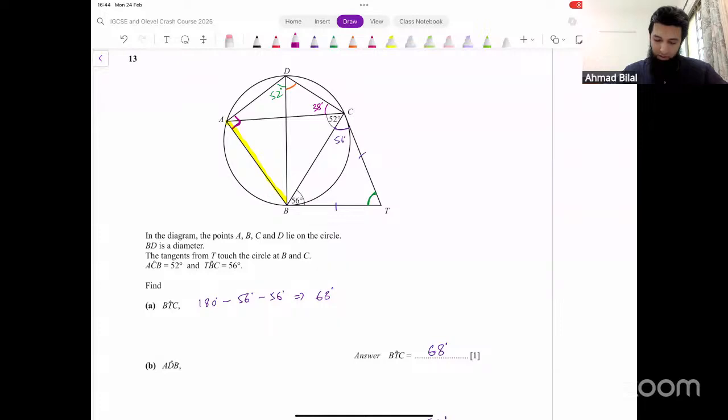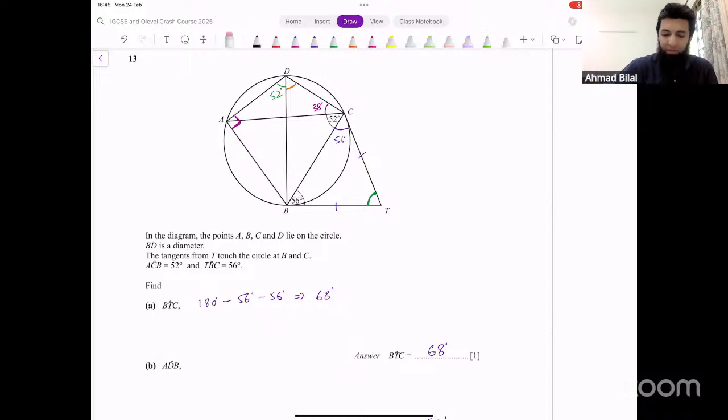Okay. Now, what else? Is this a kite-like figure? No, it's not necessarily a kite. So what else can we do here? BD is a diameter, remember? If BD is the diameter, then that has to make 90 degrees with the tangent, right? Because the diameter will be passing through the center of the circle as well.